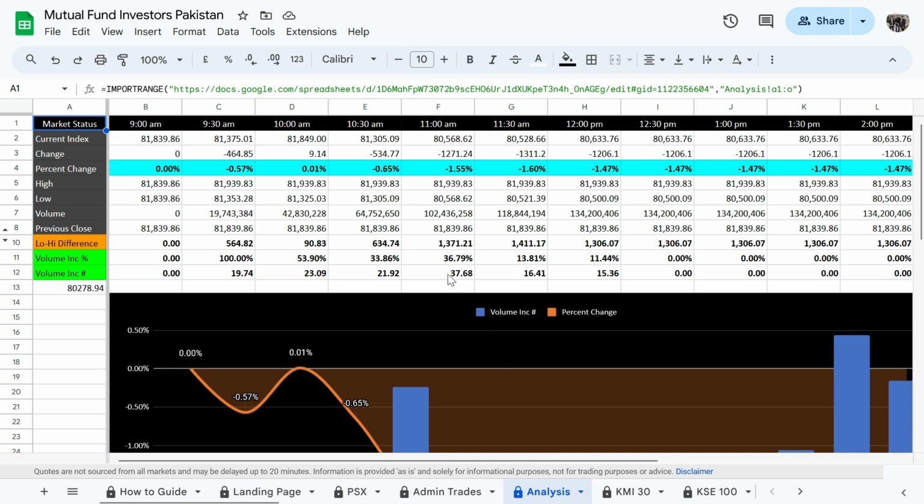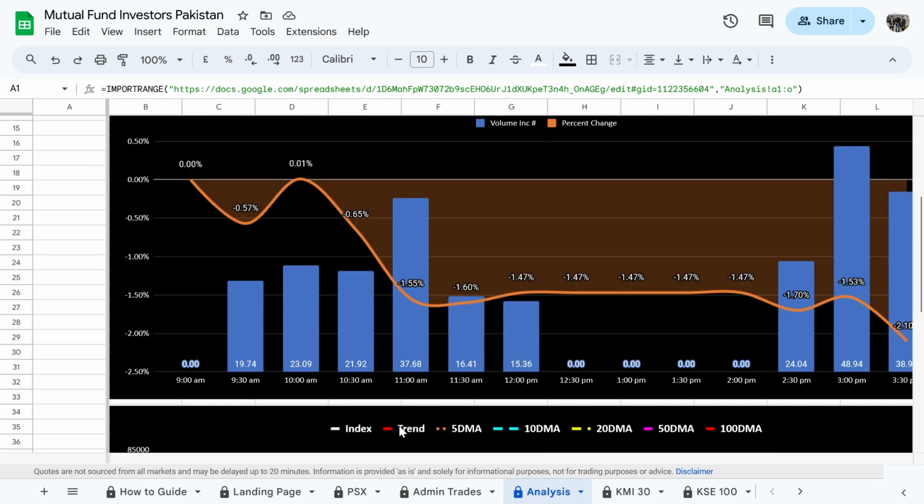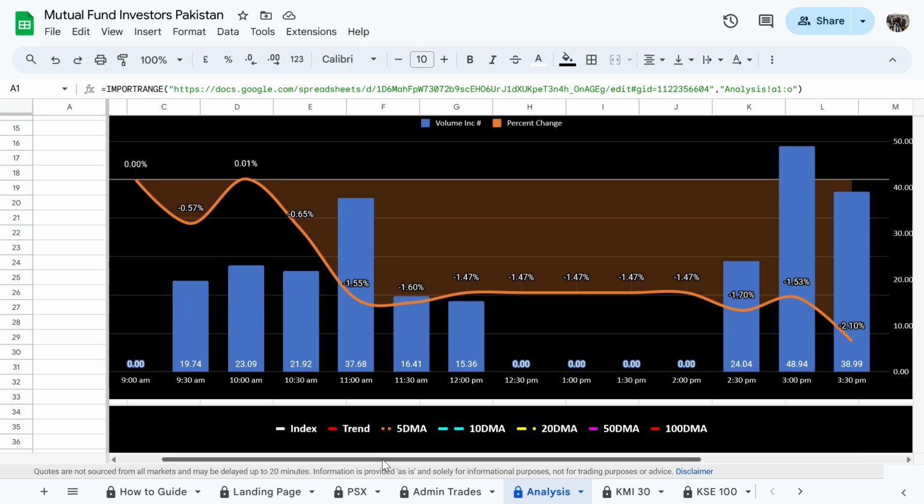Next, we have the analysis page. Here you can see the 30-minute chart along with the volume, which can indicate the strength of a short-term trend of any positive or negative movement.